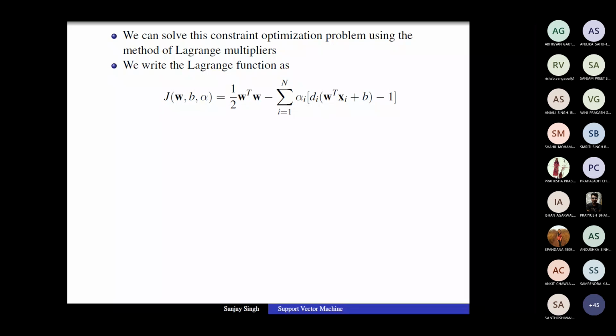Once your Lagrange function is available, this becomes an ordinary unconstrained optimization problem. So what we do here is apply the simple procedure of MLE, kind of stuff: we take the gradient equal to 0. Basically there are three variables, W, B, and alpha, so we'll have to differentiate with respect to each of them.